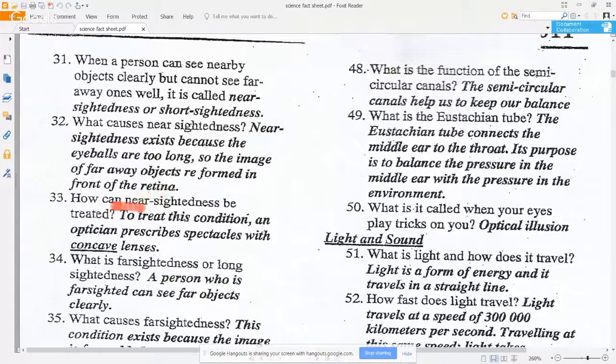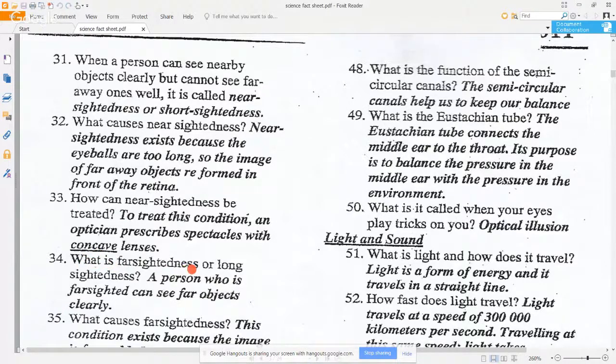All right, so how can nearsightedness be treated? To treat this condition, an optician prescribes spectacles or glasses with concave lenses. Now we need to remember how the lenses look. The concave lens is thick at the edge and thin in the middle. What does it do? It spreads out light so that more light rays can come to focus on the retina.